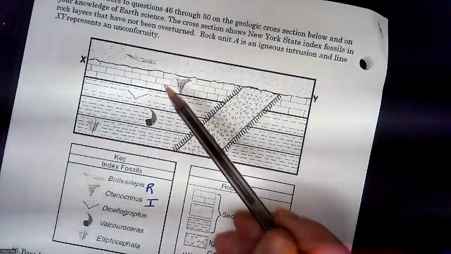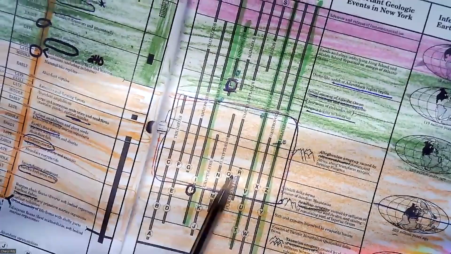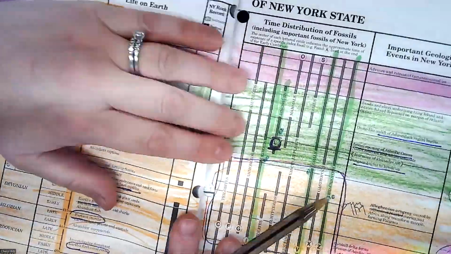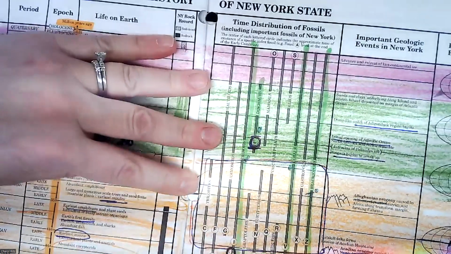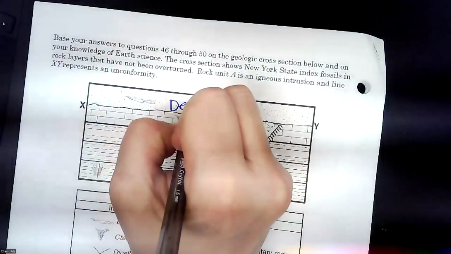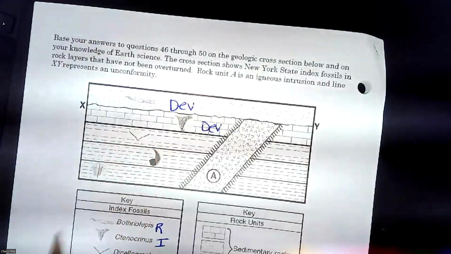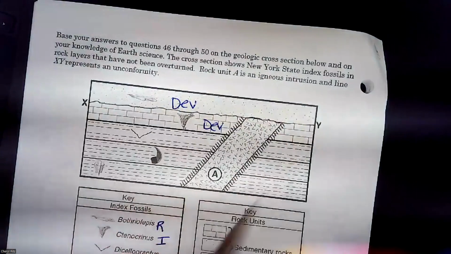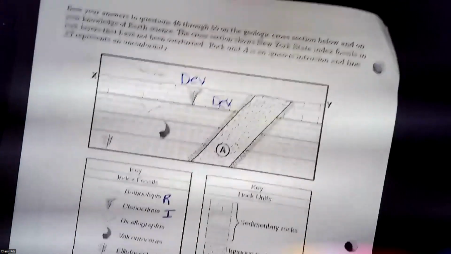So if we know R happened, where the heck is R? Here's R. R was during the Devonian. I was also during the Devonian. So if this one was during the Devonian, and this one was during the Devonian, when did this happen? During the Devonian.